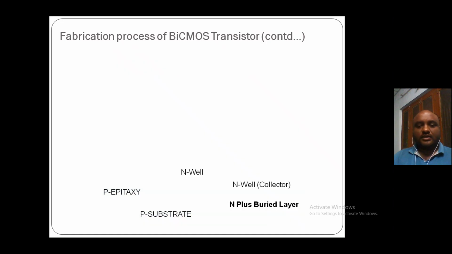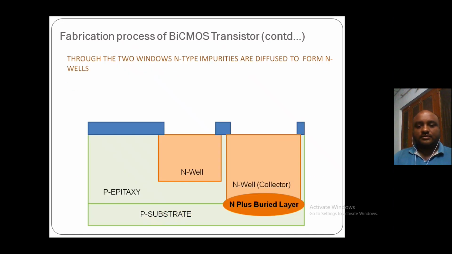We will learn. Through these two windows which have been formed in the previous steps, n-type impurities are diffused. One is forming an n well for the purpose of making a p device, a PMOS transistor, and one window is doped with n-type impurities. Again, that is an n well which forms the collector of a BJT.